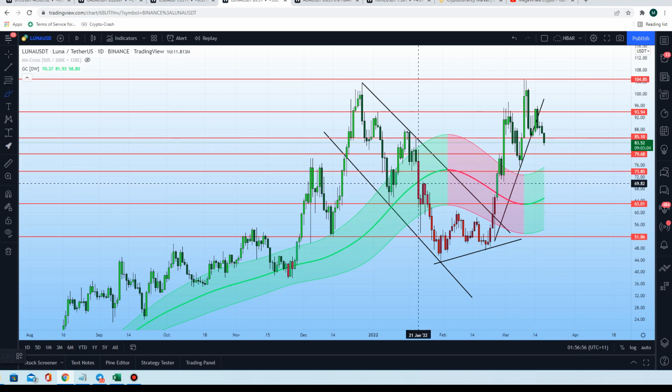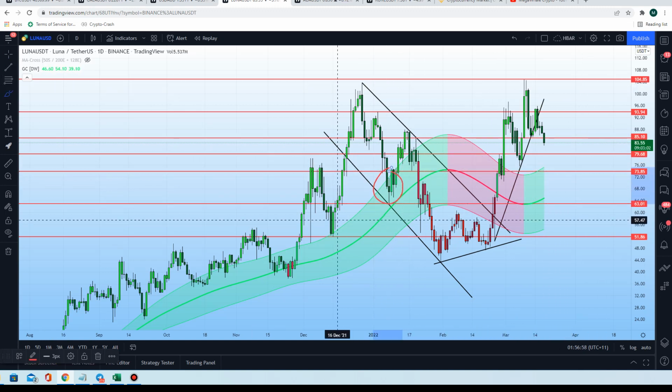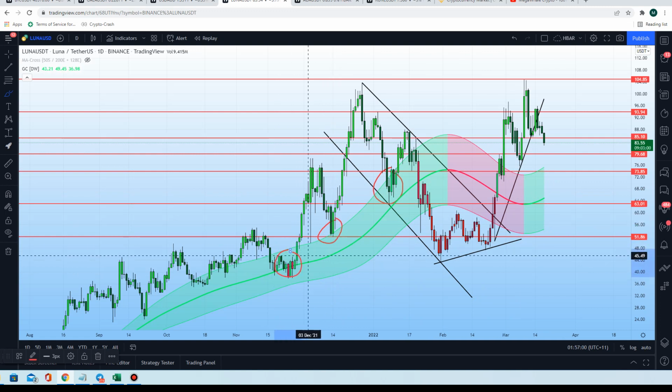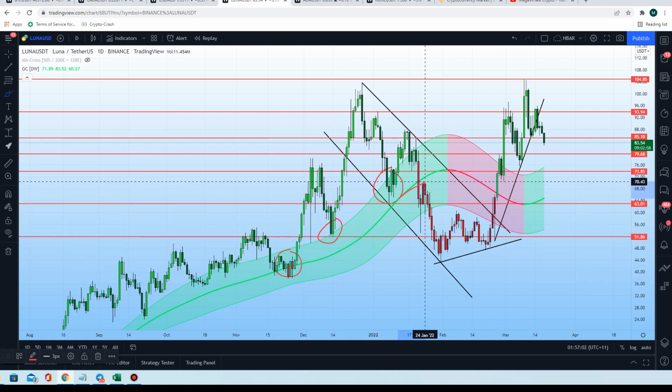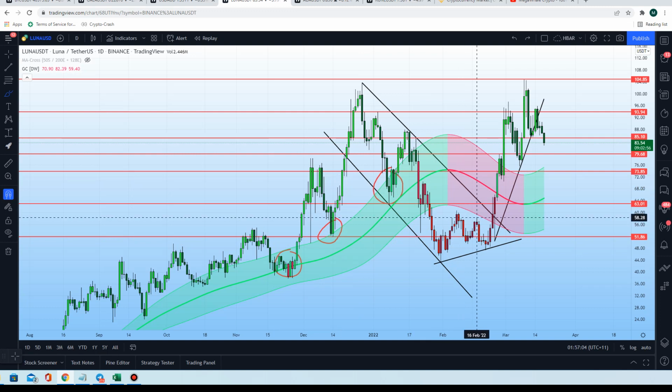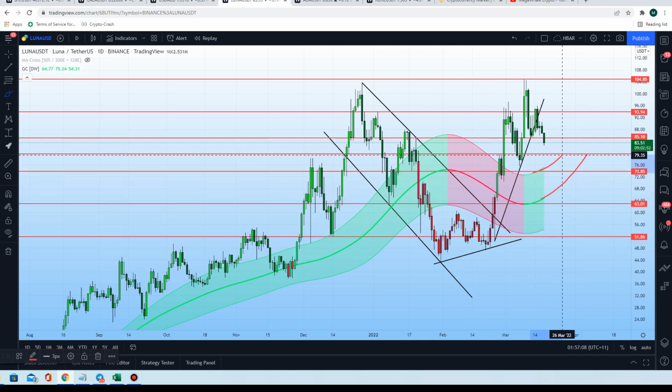The Gaussian Channel usually acts as some sort of support. We can see a lot of times we have these retests, and as long as we don't lose this midline, we're pretty much good for the continuation of the trend. So what is that saying? It's saying that the Gaussian Channel is probably going to curve upwards here, and the price will come down into this range again between $73 and $79.